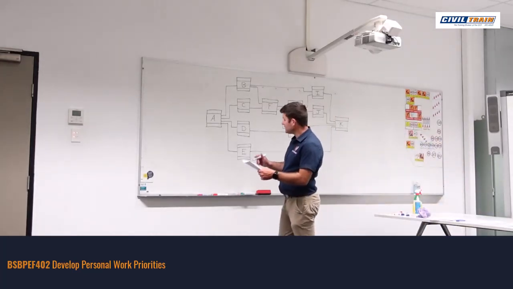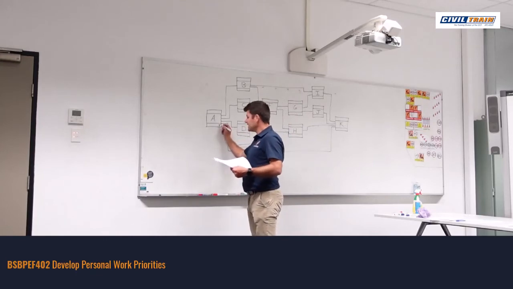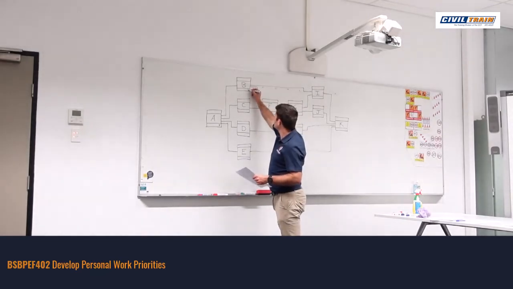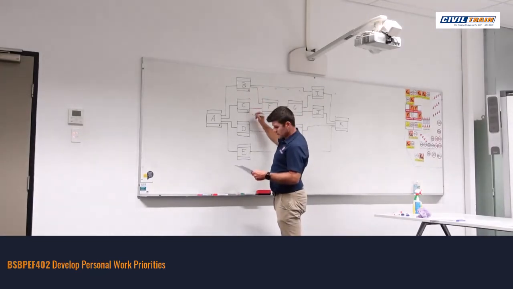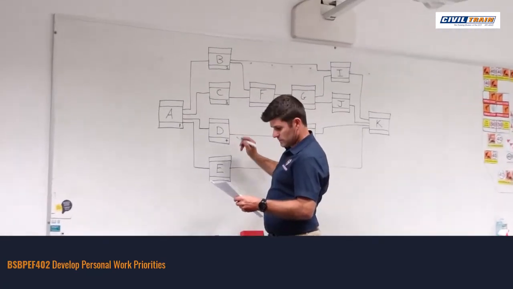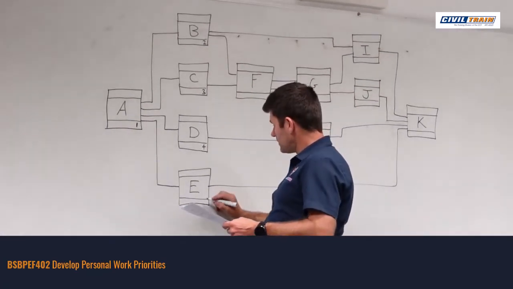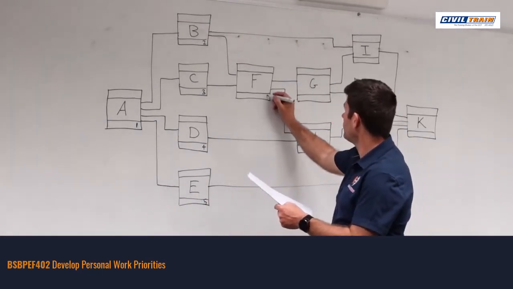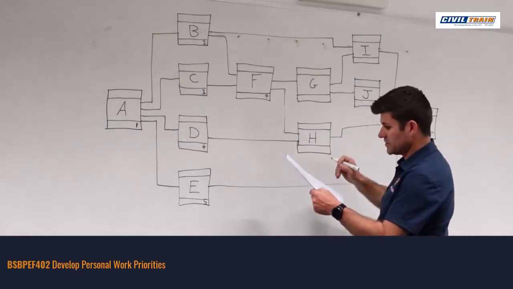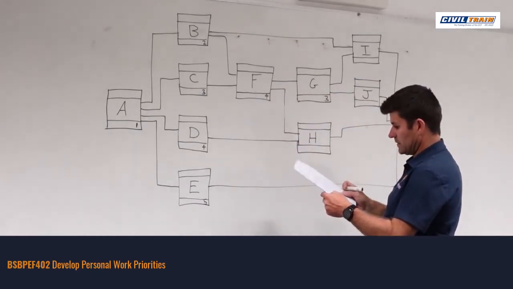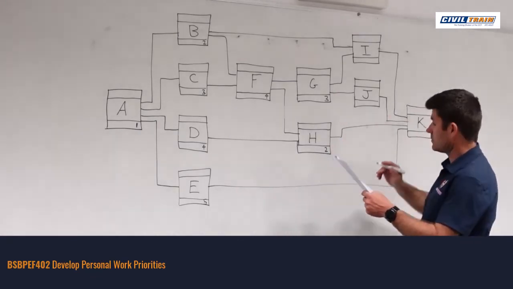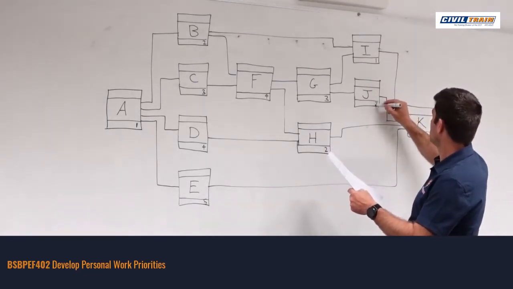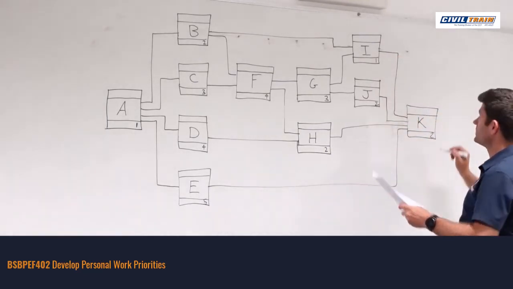So with task A, we put a duration of 1 day, B I think was 2 days, C, 3 days, D was 4, E was 5, F 4, G was 3, H was 2, I 1, J 2, K 2.